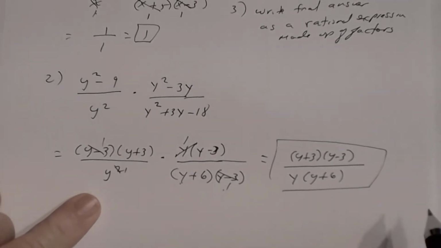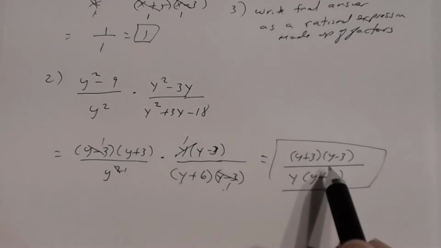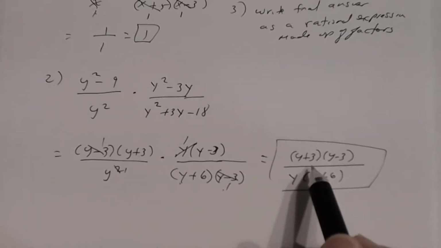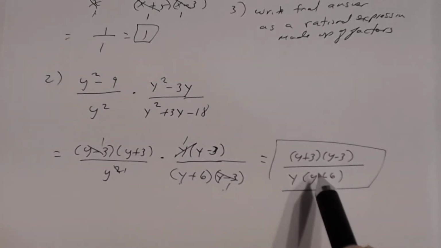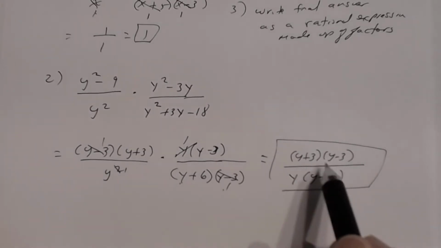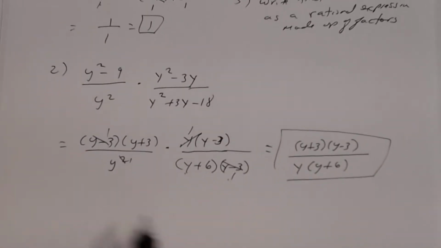That's your answer. Okay? Because at some point later on in the next course, when you start dealing with graphing rational functions, it'll be important if you leave those in factored form. So just leave it in factored form.